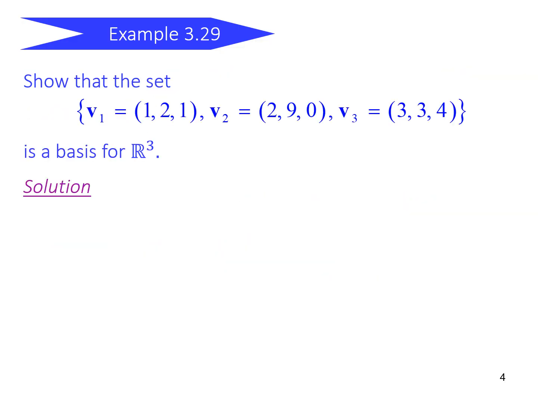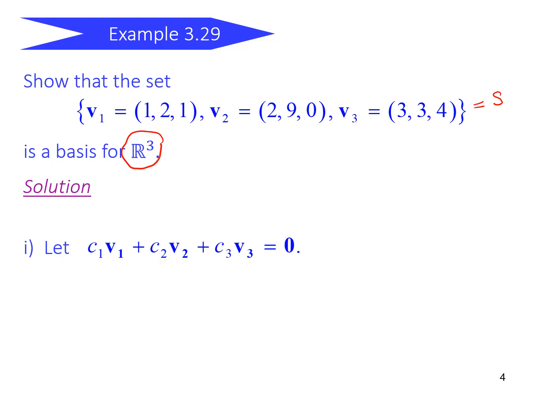In this example, we consider the same vector space, which is the Euclidean free space, but the set S that we consider is different, where S consists of the vectors V1, V2, and V3 as follows. To show that S is a basis for the vector space R3, firstly we have to show that S is linearly independent. The vectors V1, V2, V3 are all linearly independent.